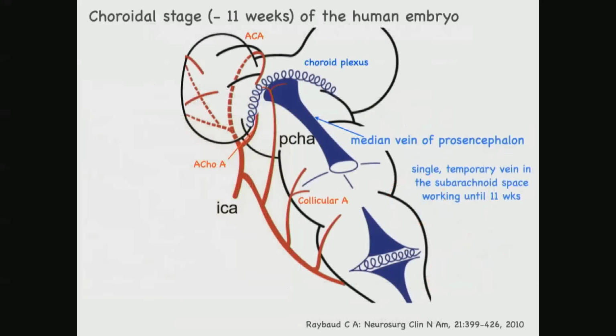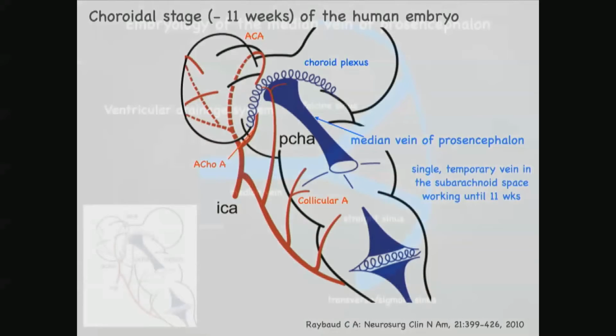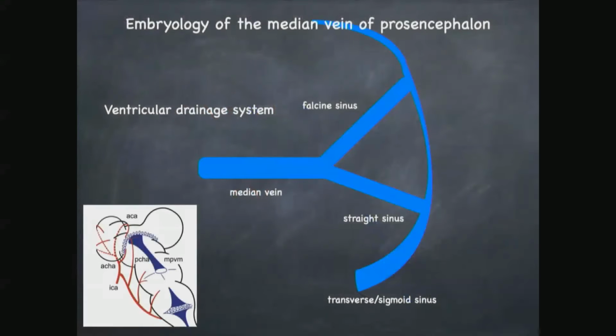And this is the median vein of prosencephalon. It was found in the early embryogenesis of humans between 6 and 11 weeks, and then it regressed. Let's see the embryology of the median vein of prosencephalon.